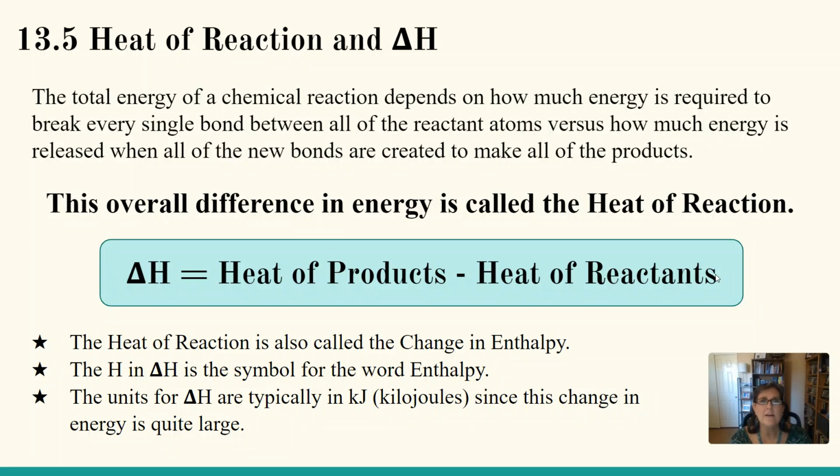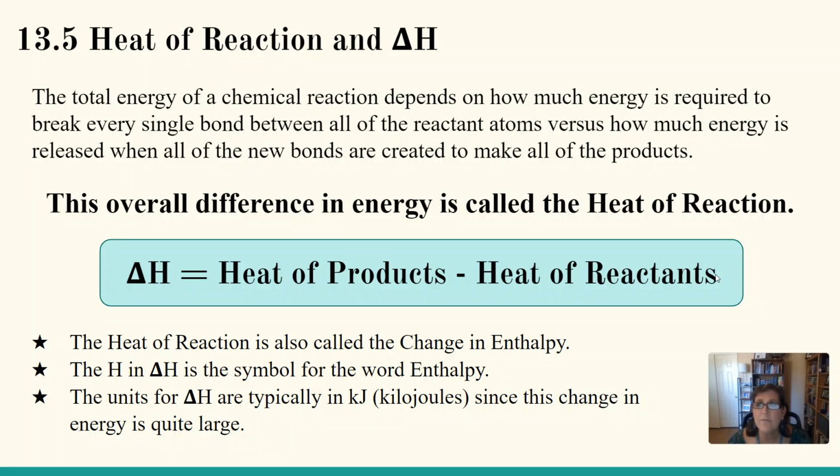All right, heat of reaction and delta H. Delta is that triangle and it means change. So let's learn what that means, delta H. The energy of a chemical reaction depends on how much energy is required to break all the bonds between the reactants versus how much energy is released when the new bonds, the new atoms bond together to make the products. So it's kind of a toss-up. It depends. So this change is called delta H.